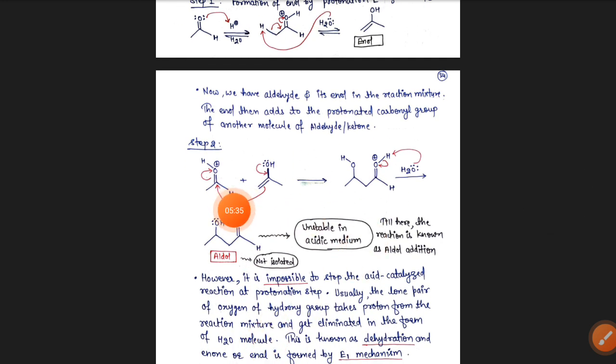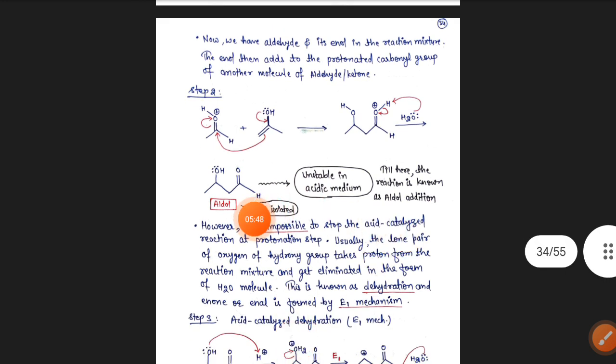This enol adds to this carbonyl center, and this is the product, and it is called aldol. This is unstable in acidic medium. So up to here the reaction is known as the aldol reaction.